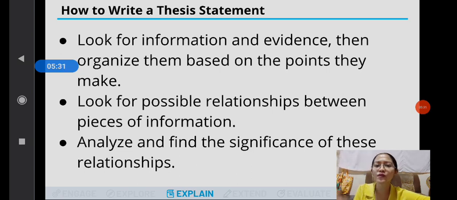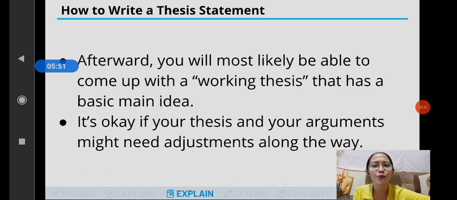Okay? Now, the rest of the paper, which is the body of the essay, will gather and organize the evidence that will persuade the reader of the logic of your interpretation of the concept or the topic that you chose to discuss. Okay, afterward, you will most likely be able to come up with a working thesis that has a basic main idea. It's okay if your thesis and arguments need adjustments along the way. You can edit and revise your paper if you find mistakes.